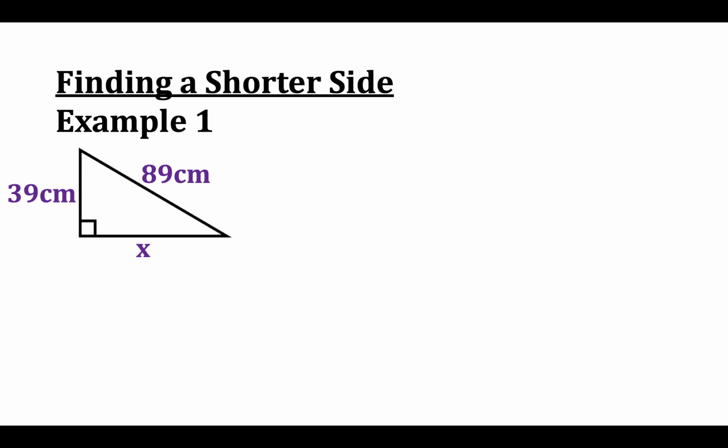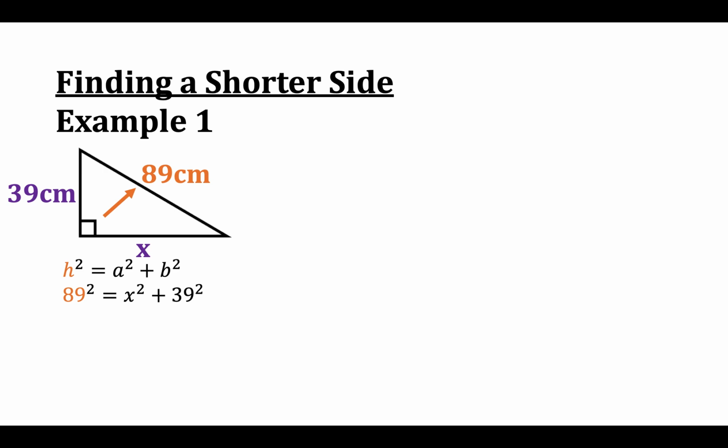So finding a shorter side, and this is example 1. We've got a triangle here with lengths 39, 89 and x. Firstly we should notice that there is a right angle, so therefore we can use Pythagoras' theorem. Now, as always, I need to look for my hypotenuse, which is across from the right angle, and that's 89 in this instance. So I'm going to substitute into my formula. 89 squared is equal to x squared plus 39 squared.